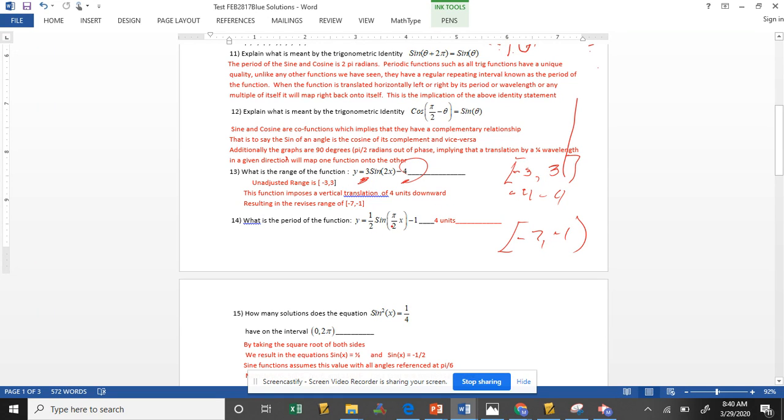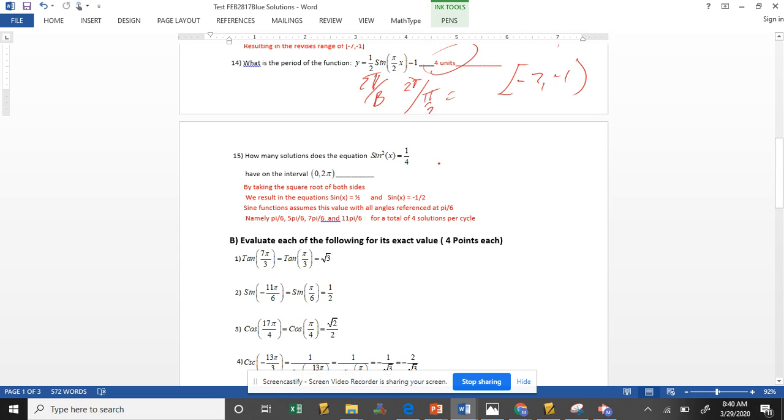What is the period of the function? The period is 2 pi over b, which is 2 pi over pi over 2, which is going to equal 4 units. Check out the multiplication. Don't get trapped up with the fractions there.